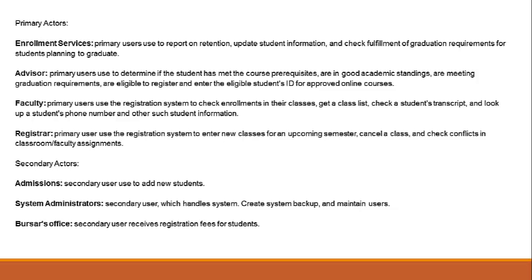We have advisors that determine if the student has met the course prerequisites, is in good academic standing, is meeting graduation requirements, is eligible to register, and enter the eligible student's ID for approved online courses. We also have faculty that uses a registration system to check enrollment in students' classes, gets a class list, checks a student's transcript, and looks up a student's phone number and other such student information.